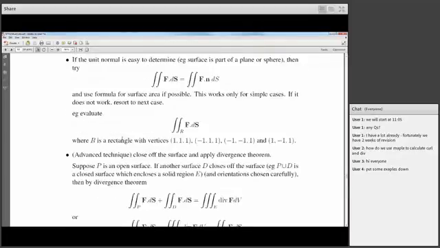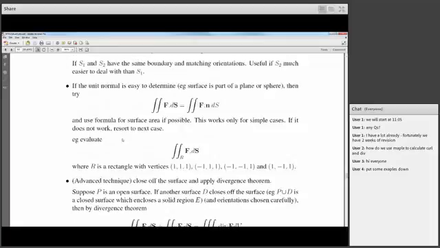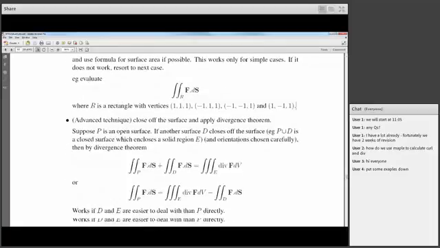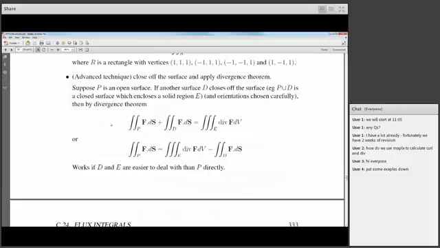So what happens if all those fail? Then there are two options that I would consider. One is the advanced technique, which I mentioned first, and the other one is just parameterization. For the advanced technique, and again, don't feel you have to do this, but I find it useful at times, and this shows you my bias to liking the high-level theorems: if it's an open surface, then just close it off. As soon as it's closed, then I can use the divergence theorem.